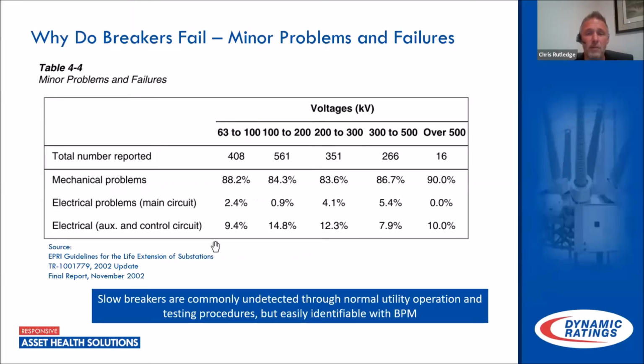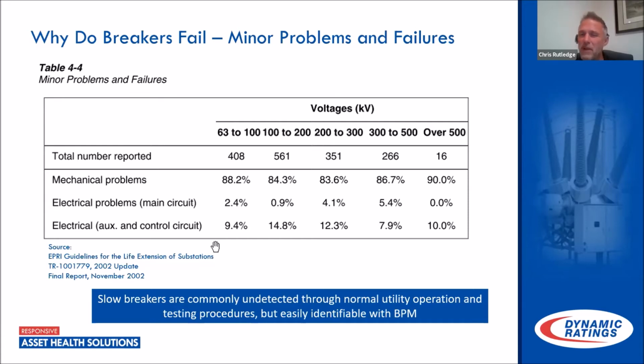Now, when we get into minor problems, and I feel like this is a much bigger issue than a lot of companies realize, we're getting up near the 90% range of these mechanical problems. So minor problem, we're talking about a 3-cycle breaker that's not opening for 9 cycles. So we're tripling the duration of through fault that our equipment is seeing with these breakers.